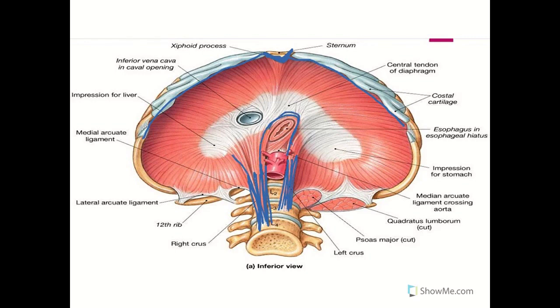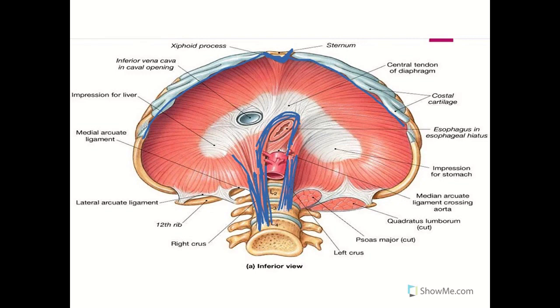This is the crura which meets here. This is the esophageal opening. So here the esophagus penetrates from the thorax to the abdomen. So the right and left crura meet around the esophageal opening.